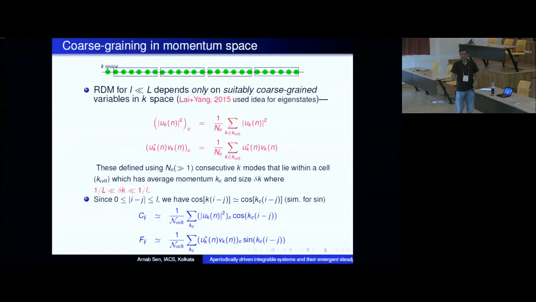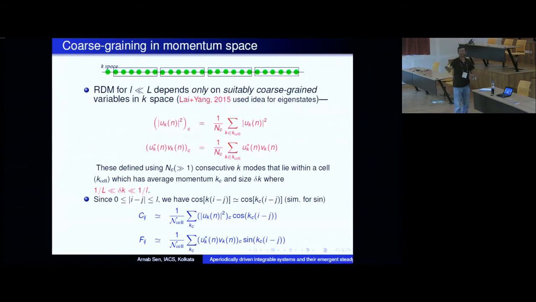Okay? So basically, this is just breaking the original sum in k into two parts like this. That's it. And then you sum up one thing, and you also realize that this cos k (i minus j) and sin k (i minus j) can be replaced by something like this, where this kc is just the average of the momenta in this cell, for example, and i minus j, importantly, one should remember, is bounded between 0 and small l.